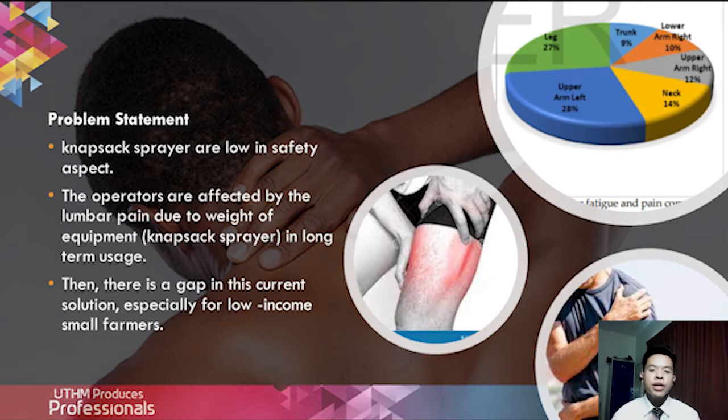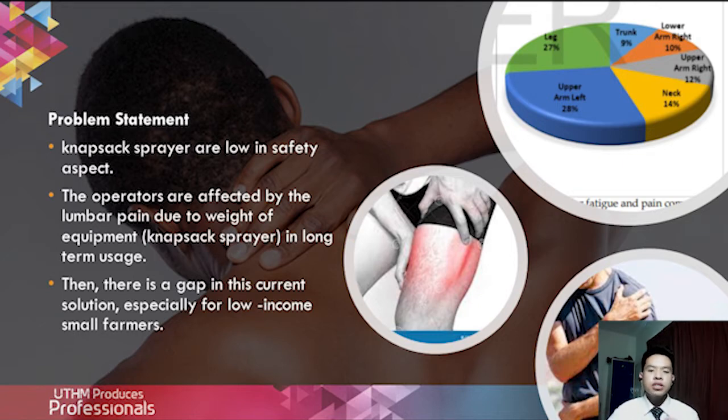This is because the operator is affected by lumbar pain due to the equipment weight of the knapsack sprayer in long-term usage. Then, there is a gap in the solution, especially for low-income small farmers. For example, many companies already manufacture automatic sprayers, but the purchase cost of this machine is quite high. The price tag of this type of machine starts from 7,000 ringgit. Maybe big farmers can afford to buy this machine, but small farmers will not be able to buy this machine due to the high price factor.